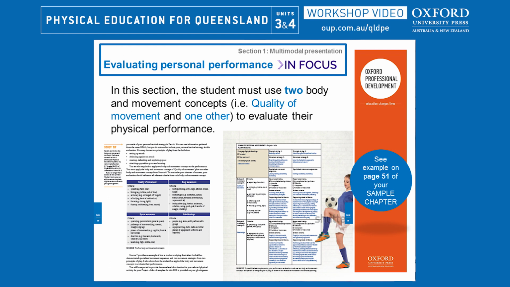2 body movement concepts to evaluate their physical performance. Now, on page 51, we have that highlighted for you. We have got a sheet out there so the kids can go to 2 different principles of play. It has to be 2. If they only do 1, they lose marks. The most they can get out of 7 is 3. So they have to do 2 principles of play.